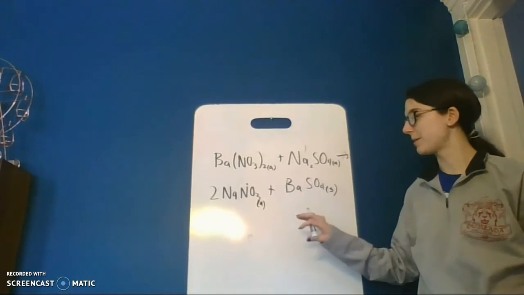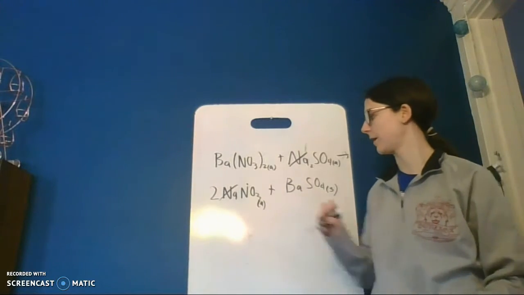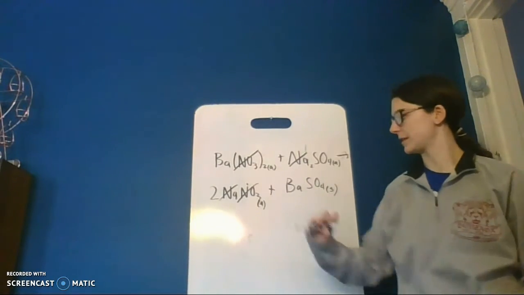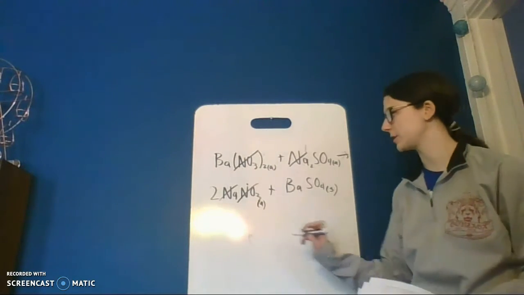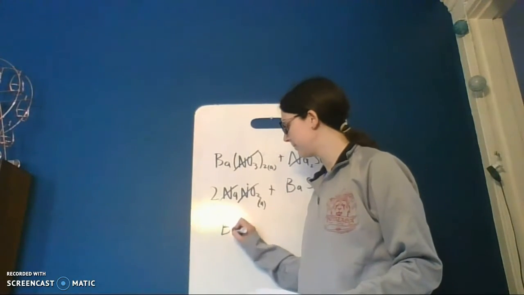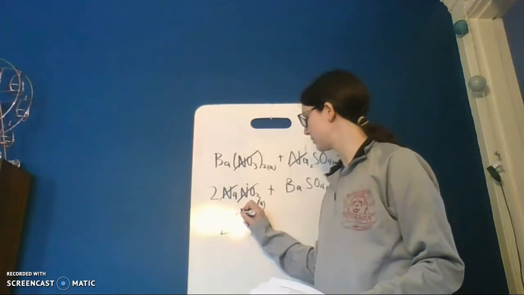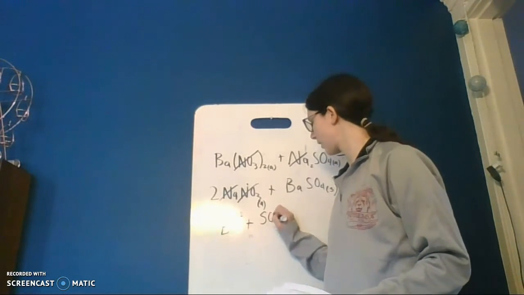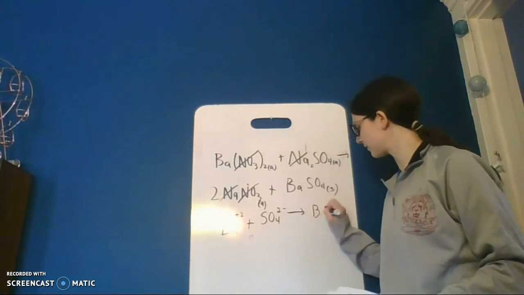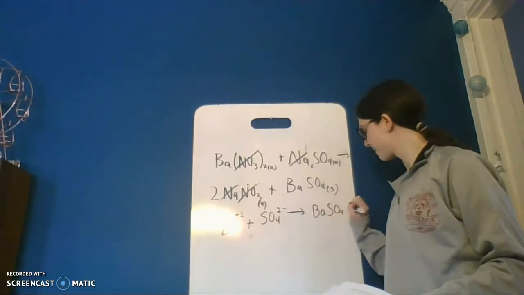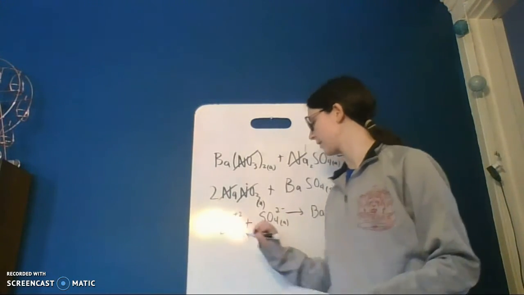So that means sodium is aqueous on both sides of the equation, so I'm going to knock that out. Nitrate is aqueous on both sides of the equation, so I'm going to knock that out. And then my overall net ionic equation would be Ba 2+ plus SO4 2- yields barium sulfate solid. And we can add aqueous here. So this is a net ionic equation.